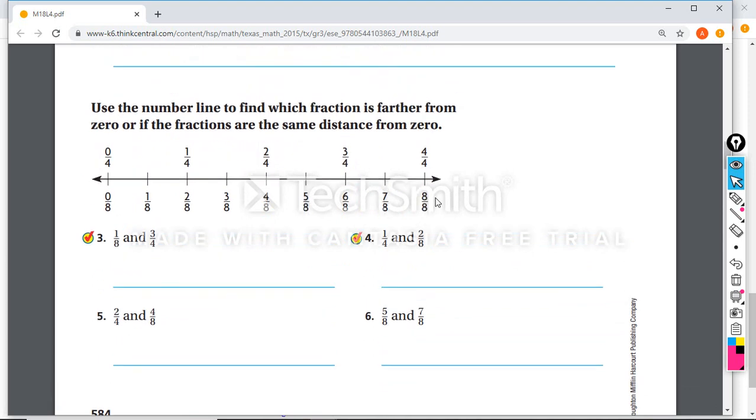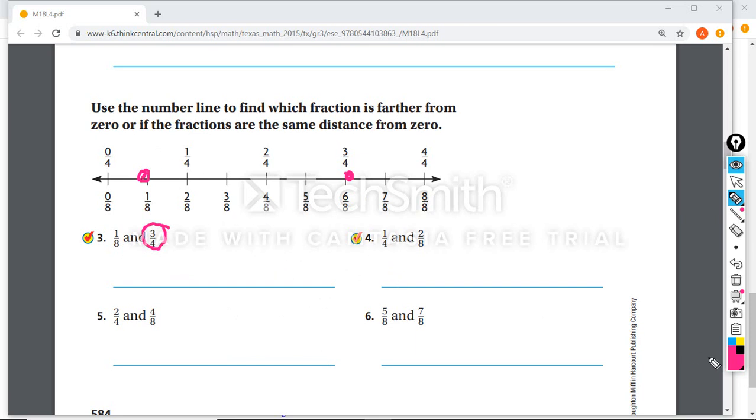Okay, let's look at this one. Use the number line to find which fraction is farther from 0, or if the fractions are the same distance from 0. And they will only be the same distance if they are in the same spot on the number line. So let's just plot each one. 1/8 is right here. And 3/4 is right here. Which fraction is farther from 0? 3/4.